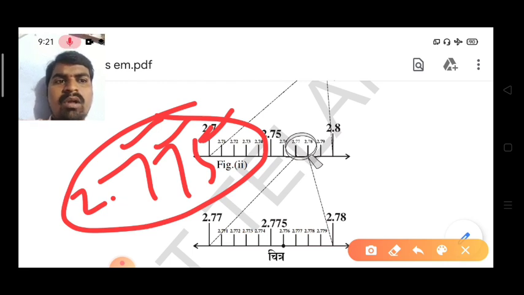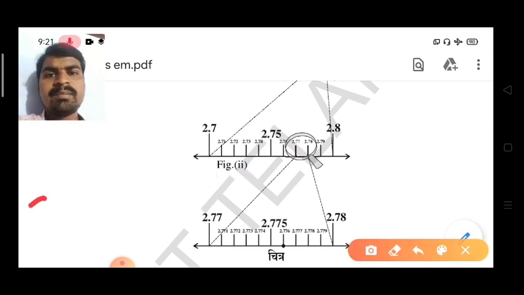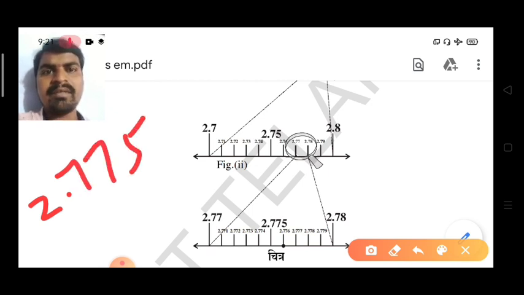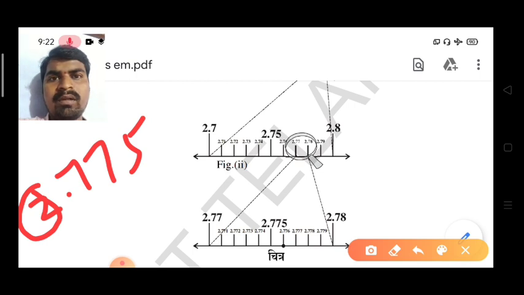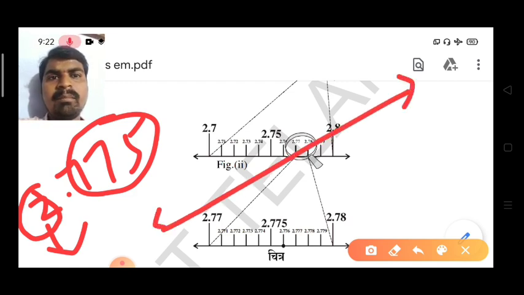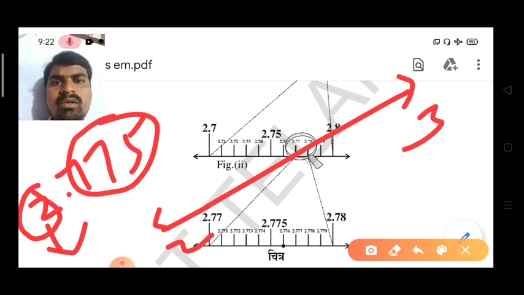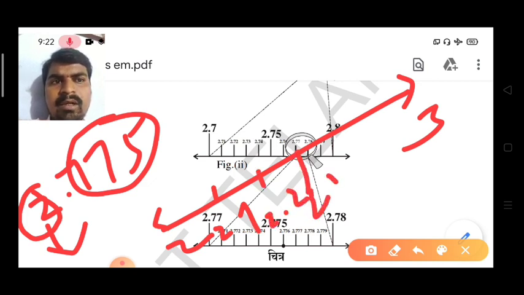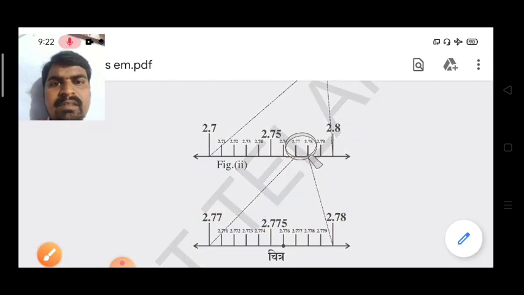But how to start? In this problem, 2.775, first of all you observe the whole part. This is the whole part, and this is the decimal part, you know very well. What is the number in the whole part? 2 is there. So first you draw the number line, here 2, here 3. That is the process. In between, 2.1, 2.2, 2.3, 2.4 up to 2.9, and the last one, you know very well, is 3. This is the first step.